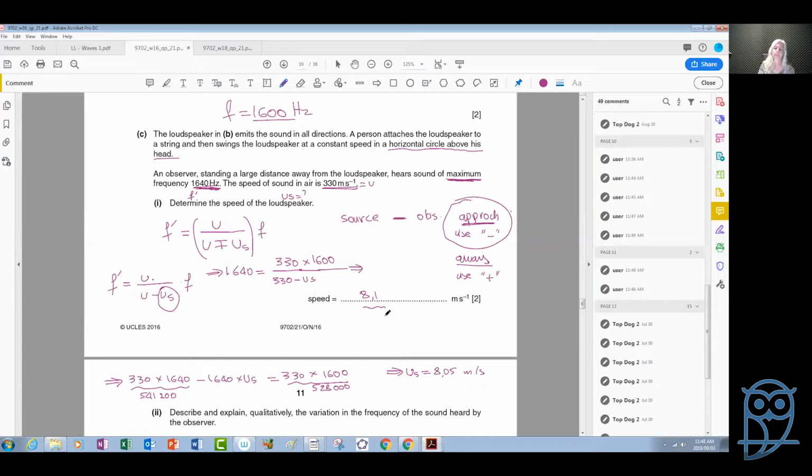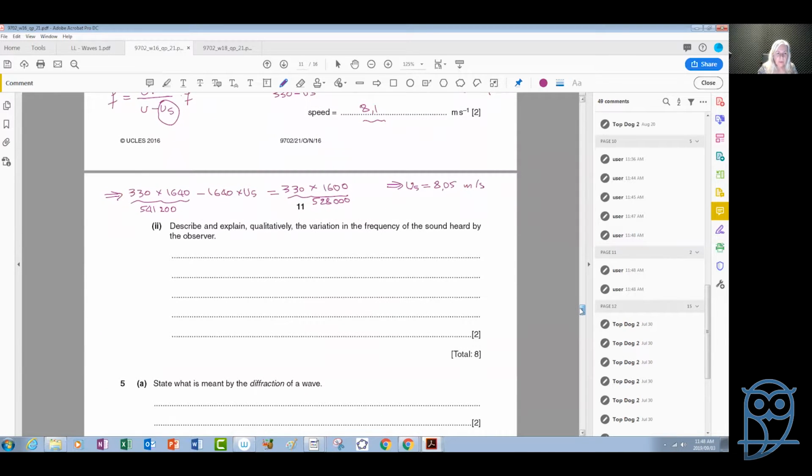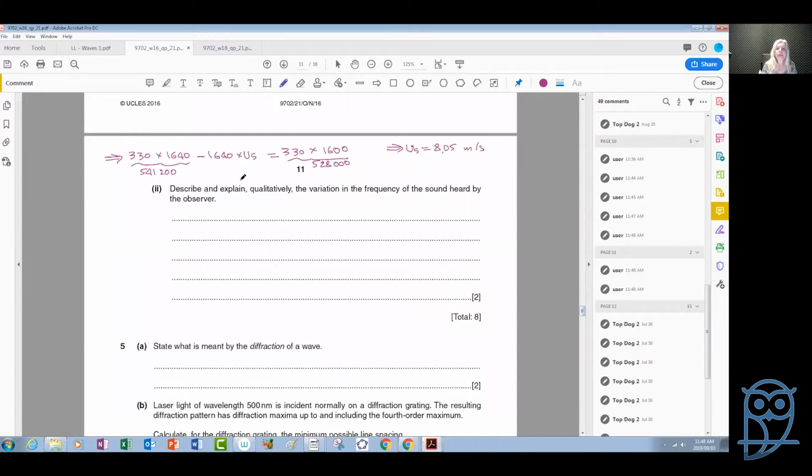All right. Now, there's one more question. Describe and explain qualitatively the variation of the frequency of the sound heard by the observer. Well, in this particular case, as we said before, it's because the loudspeaker, as it moves in a circle, sometimes approaches the observer, sometimes moves further away from the observer as it moves in the circle.